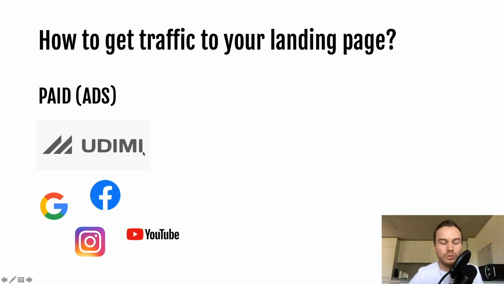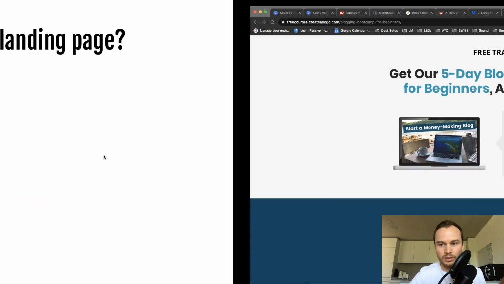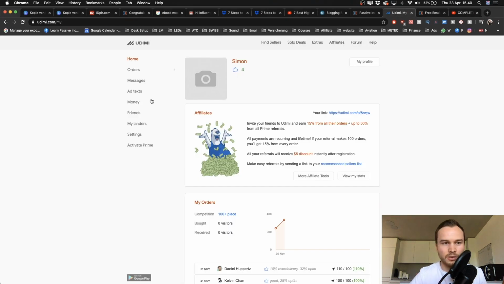The way it works is that you can get emails that are already on the email list of other people. There are people that already have a huge email list, and they can send out emails for you. So I'm just going to show you how it works on the website itself. So it's udemy.com.